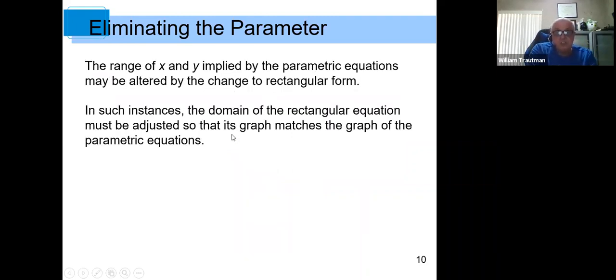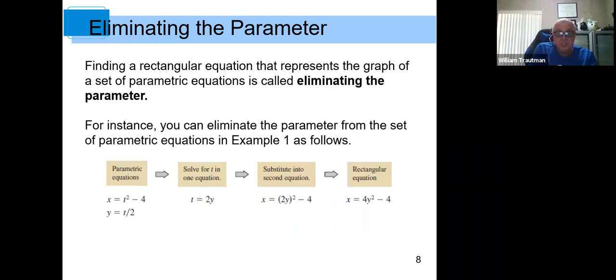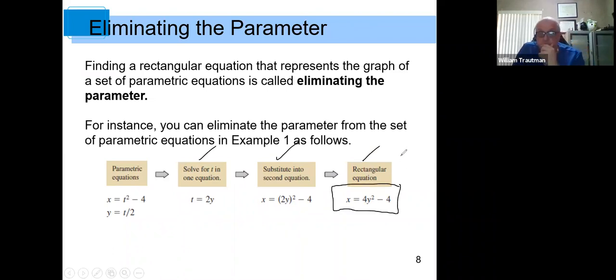And that's it. You solve, that's basically it. And we'll be doing that a couple of times in the homework. Solve for t, substitute it into the other equation. And then now you have a rectangular equation with an x and a y in it.